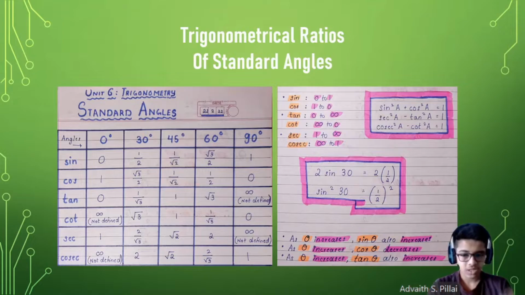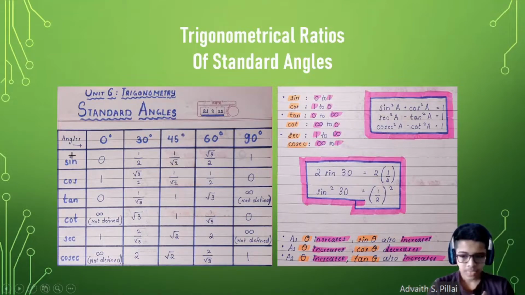Let's begin with trigonometry today, and we'll be covering the trigonometrical ratios of standard angles. The standard angles are 5 angles: 0 degrees, 30 degrees, 45 degrees, 60 degrees and 90 degrees. And there are 6 trigonometrical ratios: sine, cosine, tangent, cotangent, secant and cosecant.